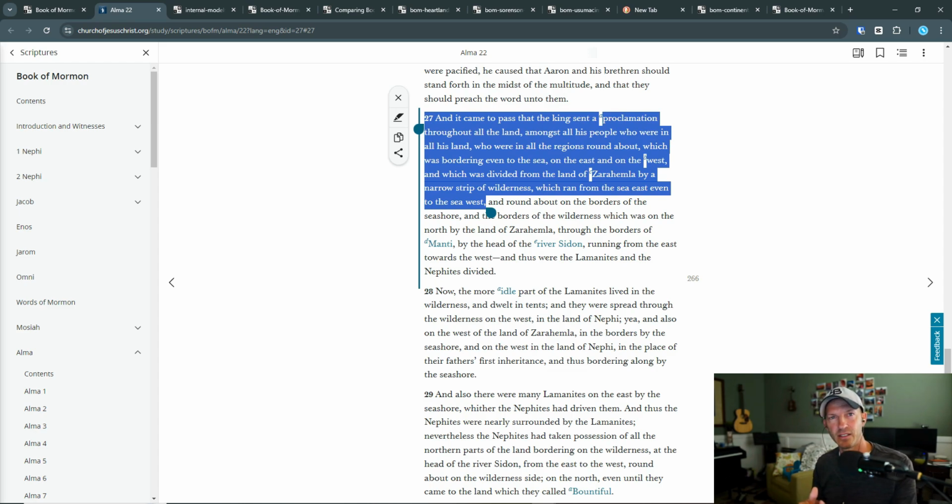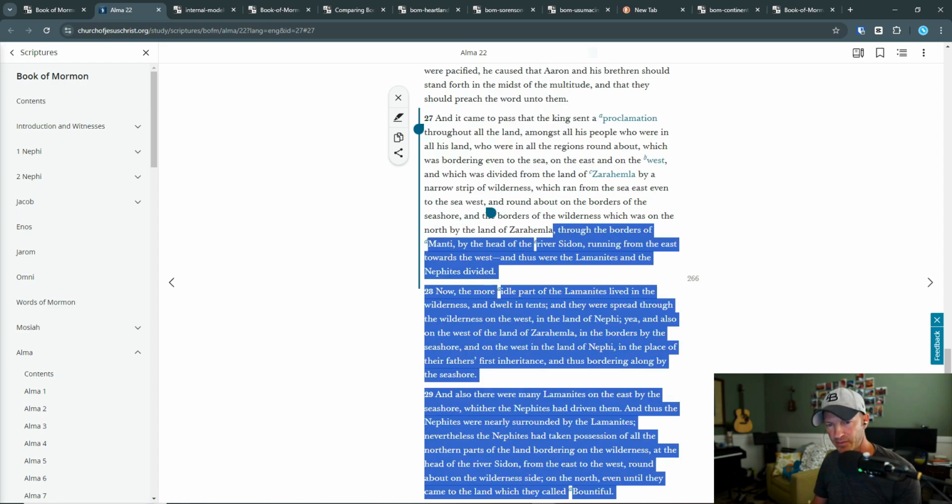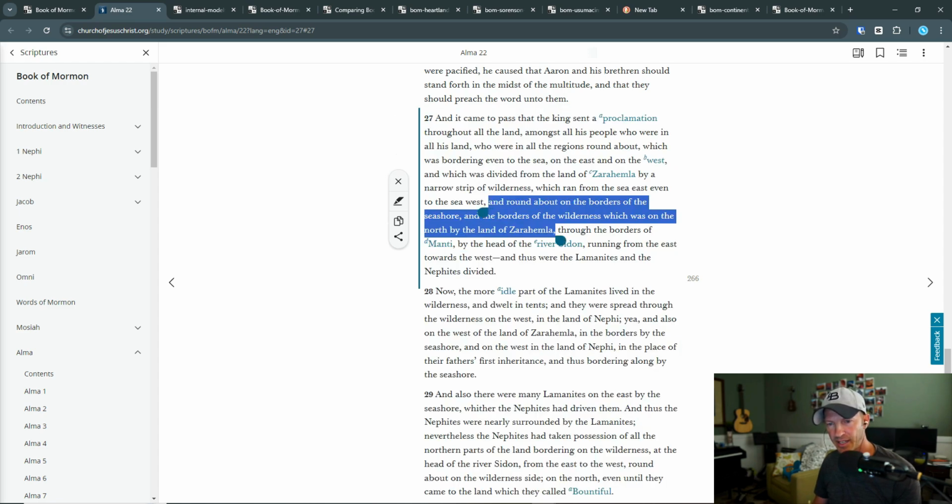And this will be really important in a second, because we're going to talk about how after they do this unprovoked attack, Captain Moroni is like, okay, we're building a new border. And he builds this new border that goes from the east sea to the west sea, and he pushes the Lamanites out of the wildernesses that run up on the north, on the east, and the west. That's what this is talking about. Before he makes that new border, they run up in the north around the land of Nephi. So, roundabout on the borders of the seashore, the borders of the wilderness, which is on the north by the land of Zarahemla. Okay, there's Lamanites on the north by the land of Zarahemla.